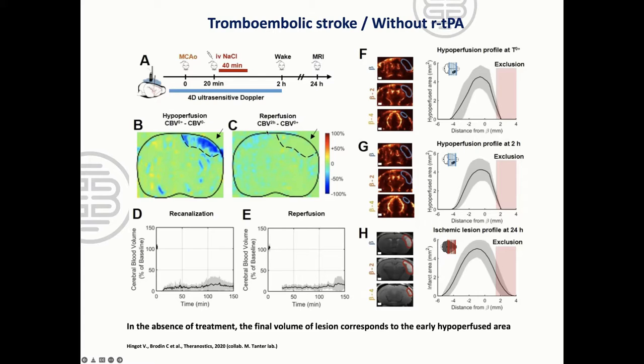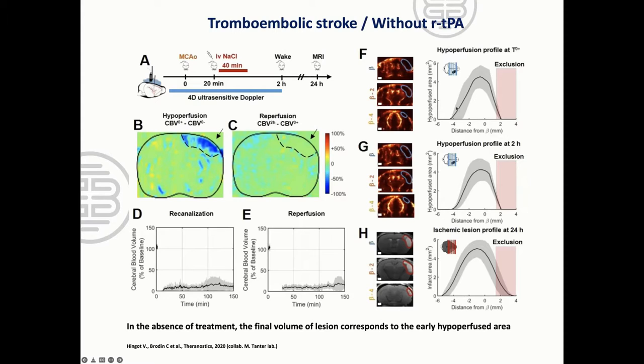We also look at what's happened at 2 hours, and there is no reperfusion of the tissue because there is no treatment by tPA, so the clots are still there. So we can evaluate, very early after stroke onset and treatment at 2 hours, the efficacy of recanalization, and you can see here that we have no recanalization and no reperfusion because there is no treatment.